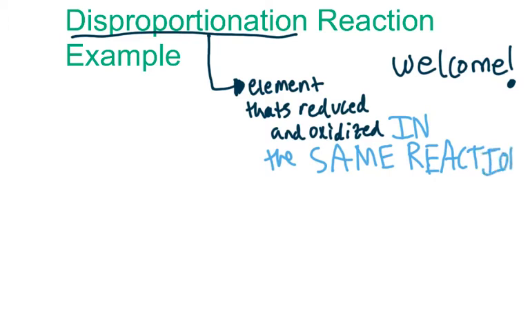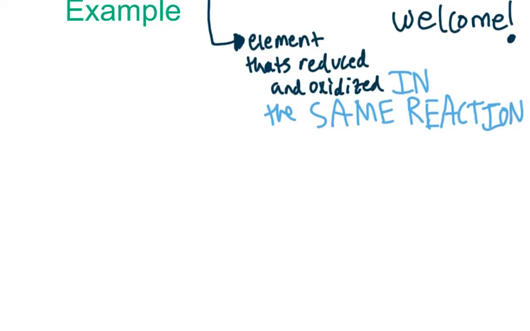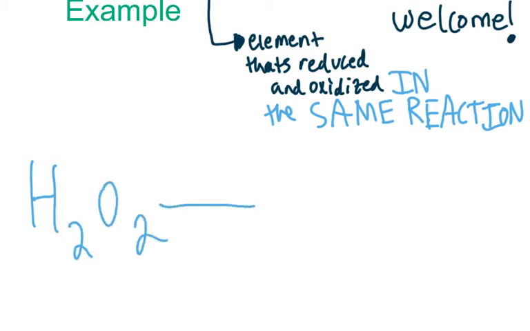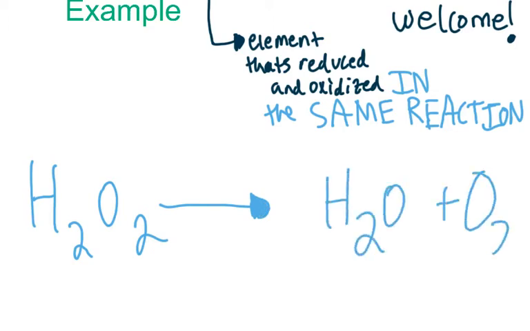A common example of a disproportionation reaction is when hydrogen peroxide dissociates into water and oxygen. So let's look at that. When hydrogen peroxide dissociates into water and oxygen, we see a disproportionation reaction.